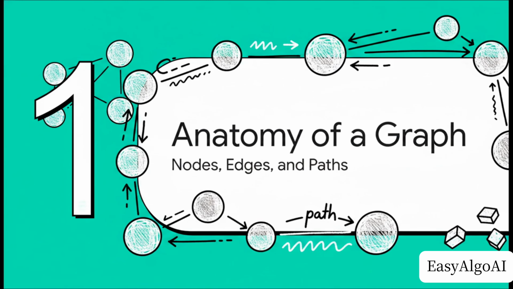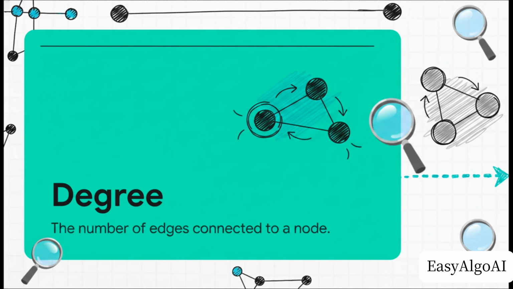Section 1. The anatomy of a graph. So one of the very first terms you've got to know is degree. The degree is simply the number of edges connected to a single node. You'll also hear about adjacent nodes, or neighbors, which are just two nodes directly connected by an edge.